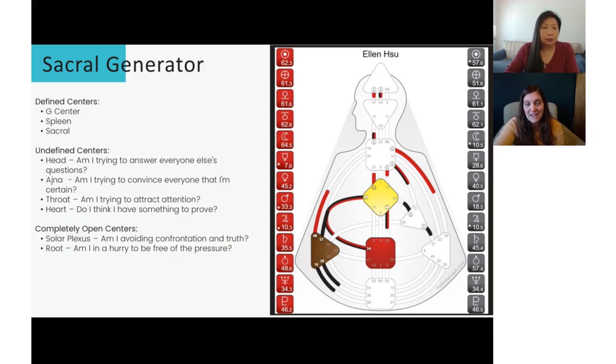And so this one can, I think, especially now, kind of creep up on you, especially if you're around other people that have this root center defined. And the conditioning here can be really intense. Just being in someone's aura that has this one defined, even if they don't do anything or say anything, we absorb that energy and feel like we should be doing more. And so this one's all about drive and motivation. And the not-self question here is, am I in a hurry to be free of the pressure? So can you kind of relate with that one?